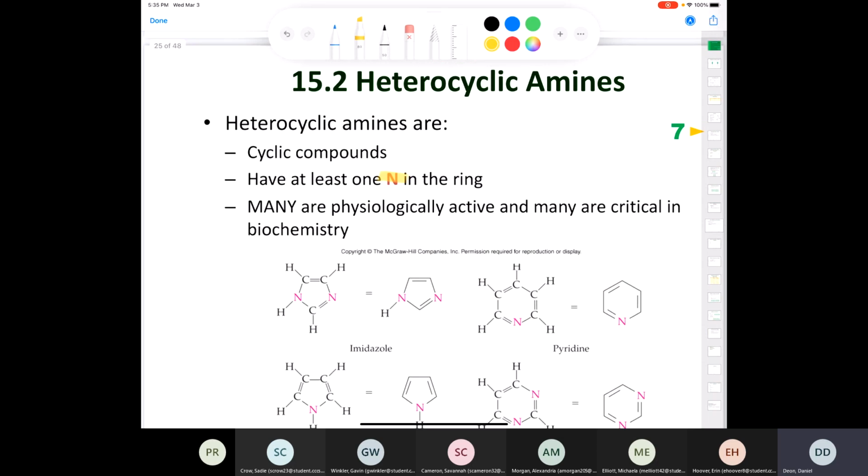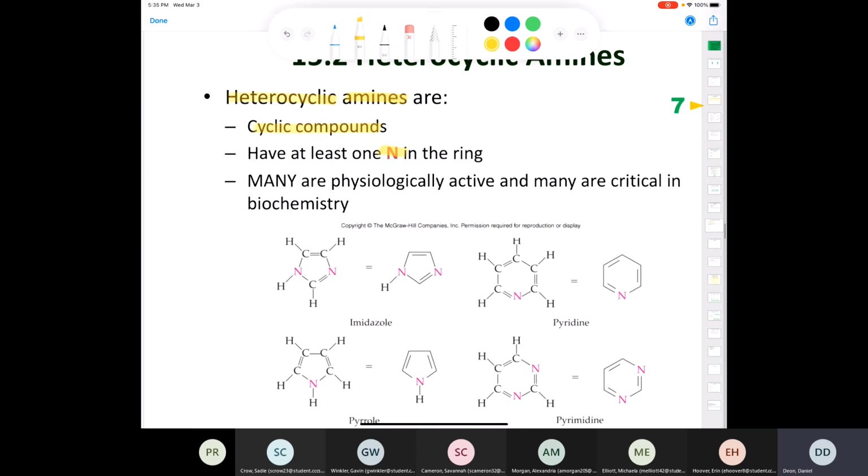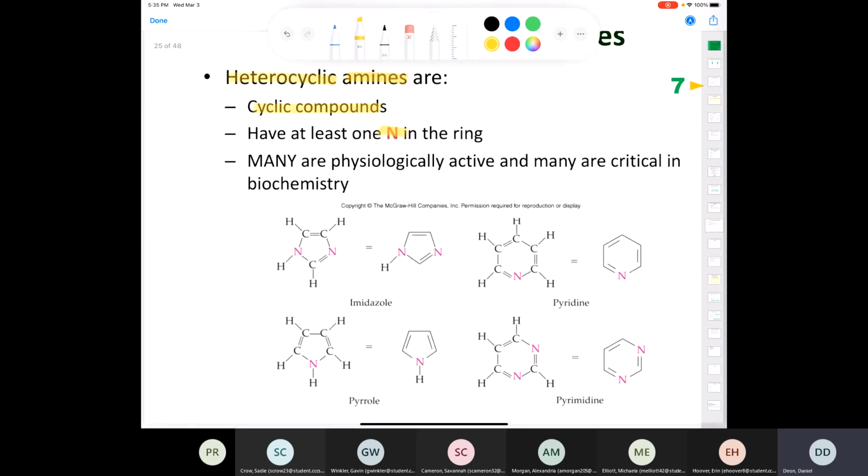And you can guess that a heterocyclic compound or a heterocyclic amine is some kind of cyclic compound that has at least one nitrogen in the ring. And the reason that heterocyclic amines are so important is that many are physiologically active. Many are found in biochemistry.